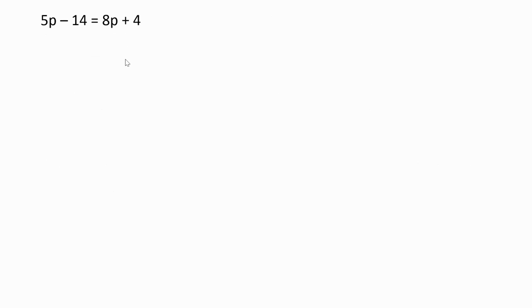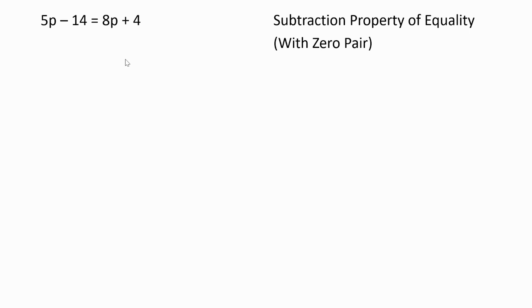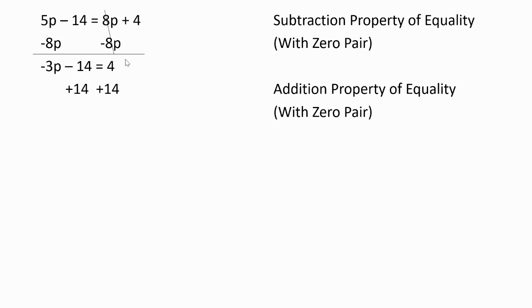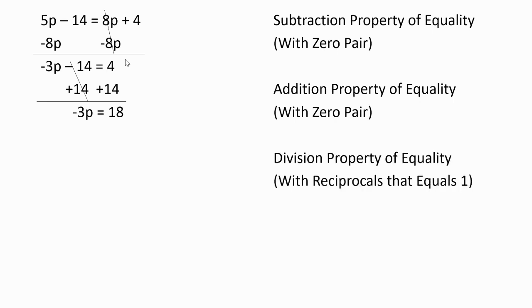All right, next one here. So I've got a 5p and an 8p on the same side. So I'm going to do the subtraction property of equality, and I'm going to subtract 8p to both sides. Okay. Getting them on the same side. So I'm trying to get those variables on the same side. All right, and that's a zero pair, and I get negative 3p minus 14 equals 4. Now I'm going to add a 14 to both sides using the addition property. Then I get negative 3p equals 18. And then I'll divide both sides using the division property. And p equals negative 6.